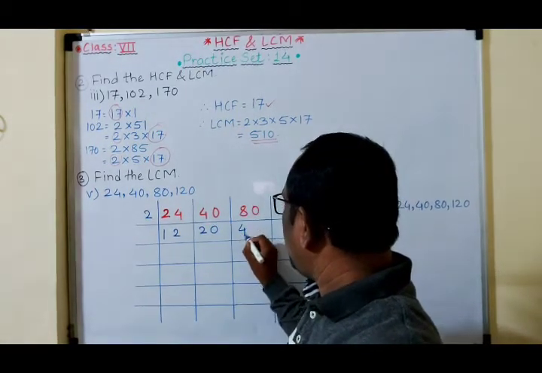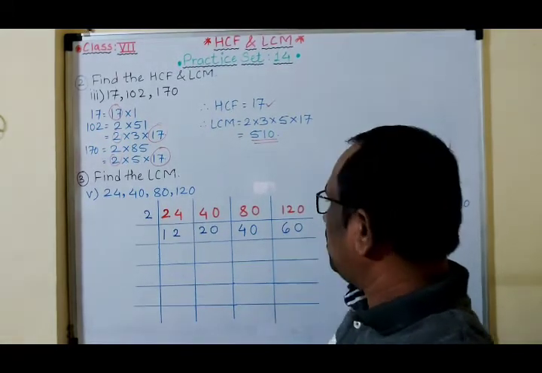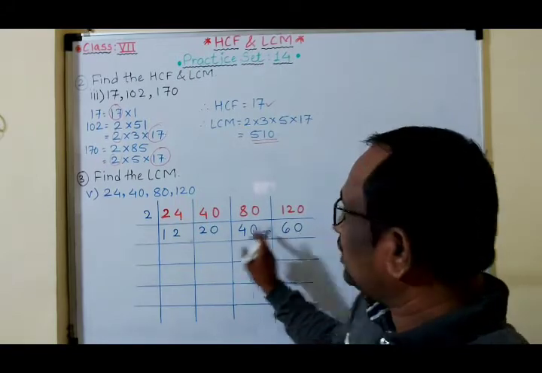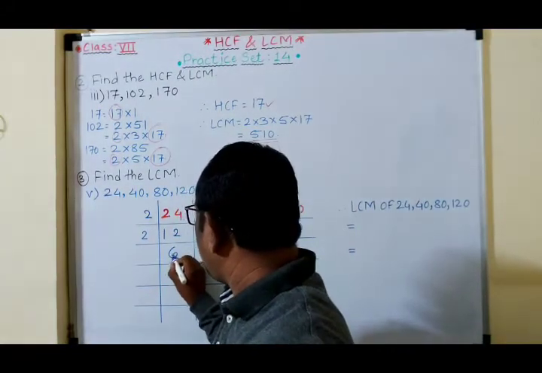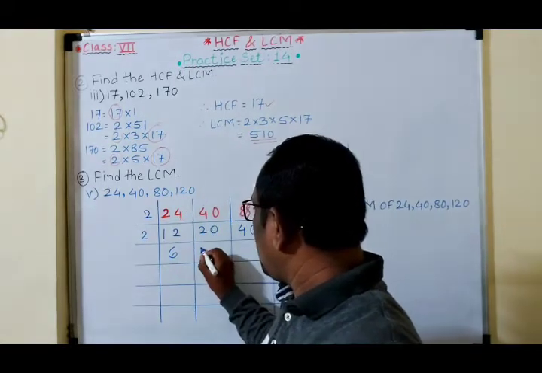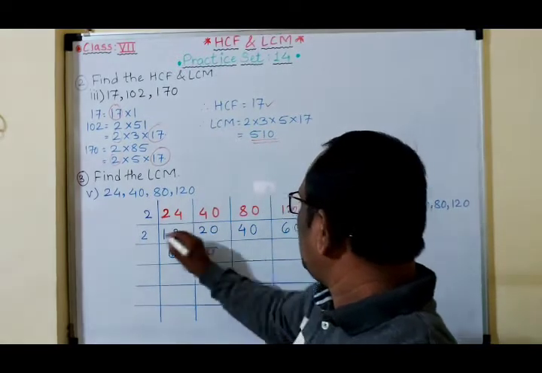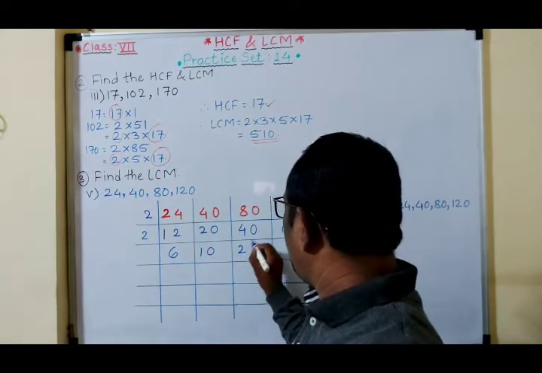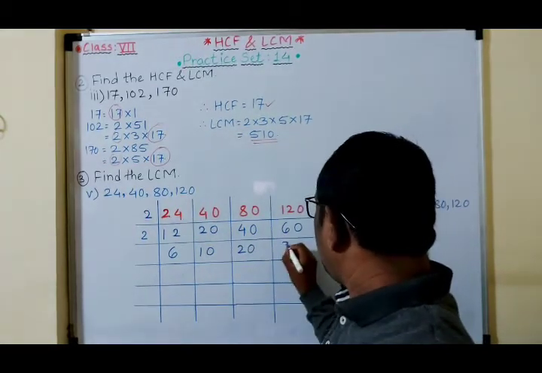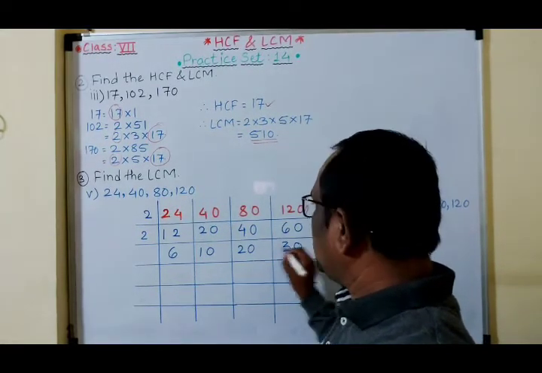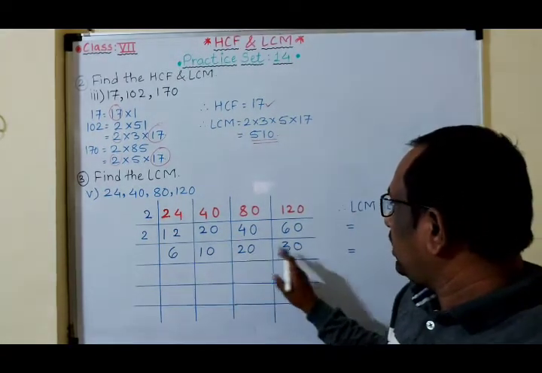2 4s are 8, 0. 2 6s are 12, 0. Again 12, 20, 40, 60. All these are divisible by 2. 2 6s are 12, 2 1s are 2 and 0 means 10 2s are 20, then 2 2s are 4, 0, 20 2s are 40, 2 3s are 6 and 0, 30 2s are 60. Now 6, 10, 20, 30.